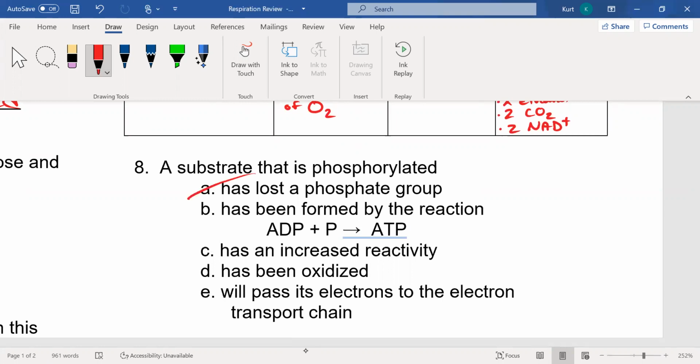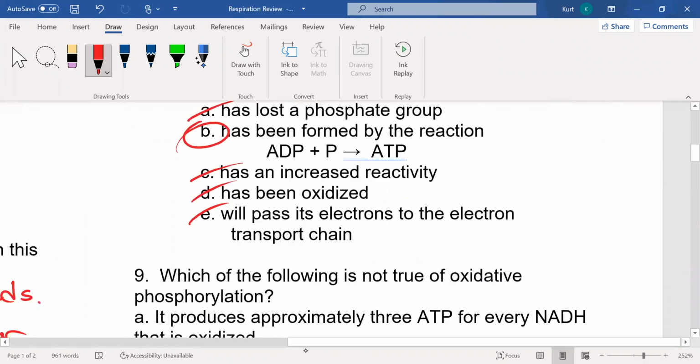Nope. Has increased reactivity. Nope. Has been oxidized. Nope. That's with electrons. Nope. That's electrons. It's B. It's formed by the reaction ADP plus P yields ATP. It's a phosphate. If you don't know what the answer is, get rid of what you know it isn't.